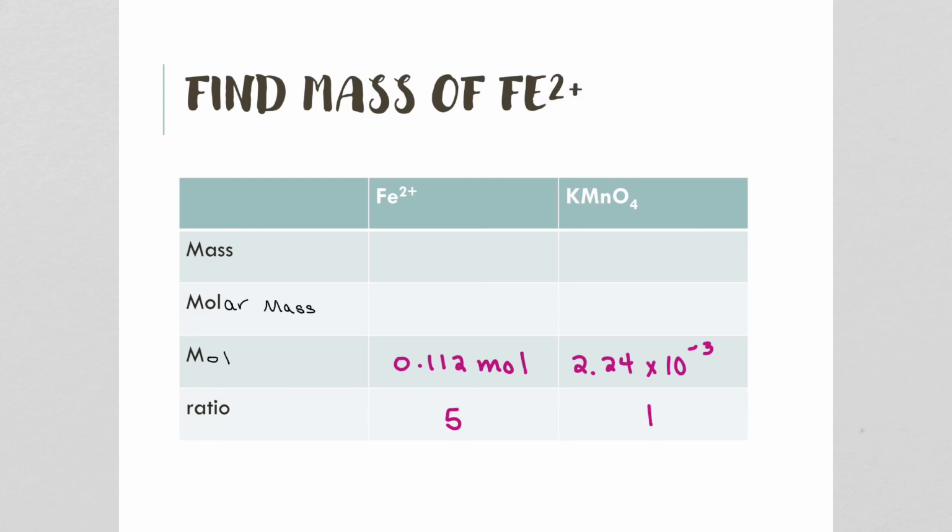Now we can determine the mass by multiplying that value by the molar mass of iron, 55.85 grams per mole. So we have 0.626 grams of iron in the tablet.